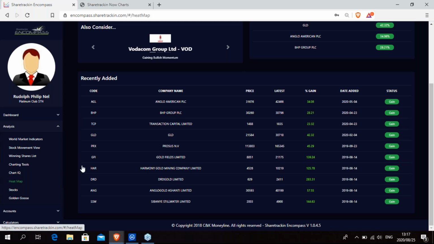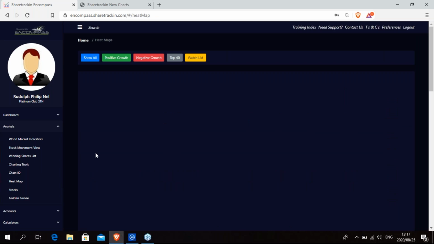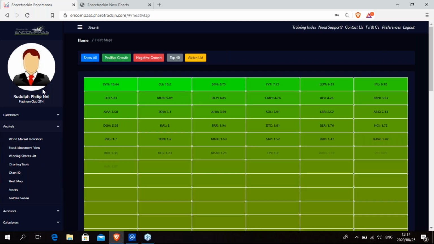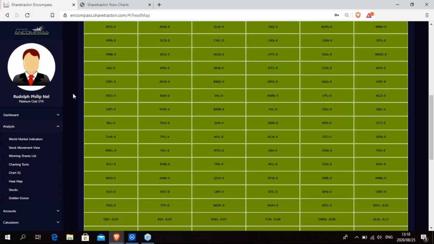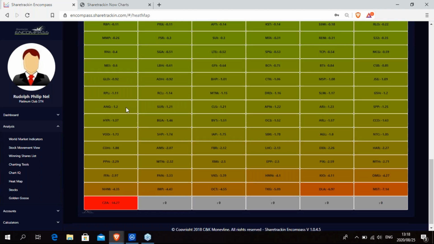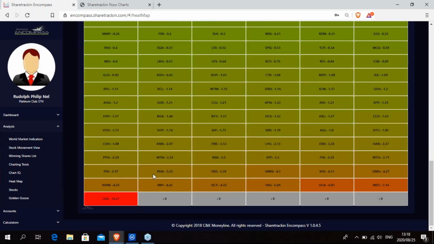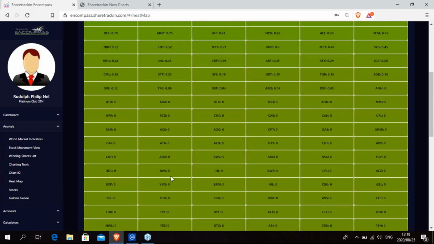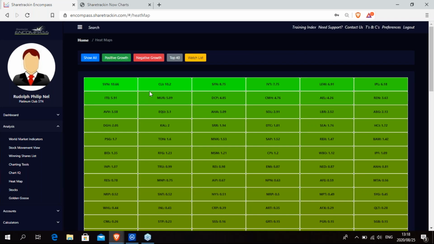And then you get your heat maps. Now the heat map is basically going to give you a little heat map showing you where the shares are heading to. For instance, you'll see that SVN right at the top there with 10.66%. But if we scroll down, then you'll see right at the bottom there you've got CZA, which has gone down by 14.27%. Right at the bottom it will give you the more reddish colored ones, and right at the top the more greenish ones. So the green is obviously the shares that went up, the red is the ones that went down.